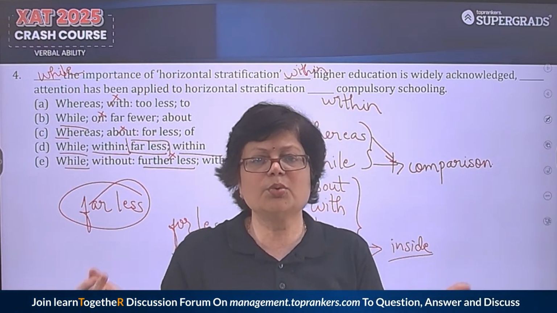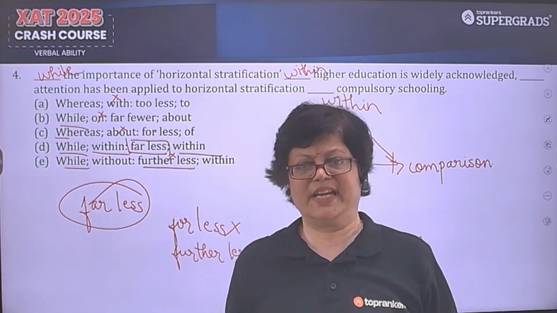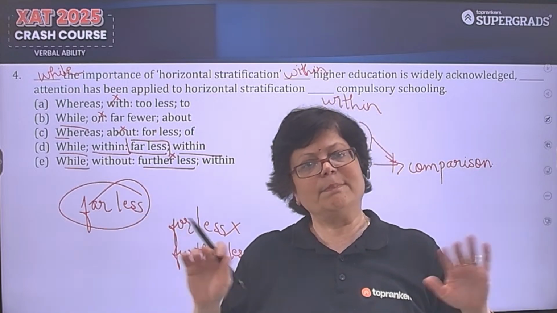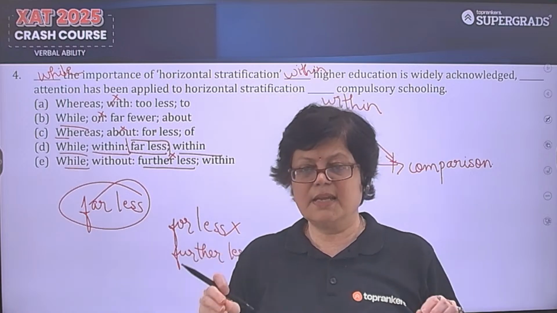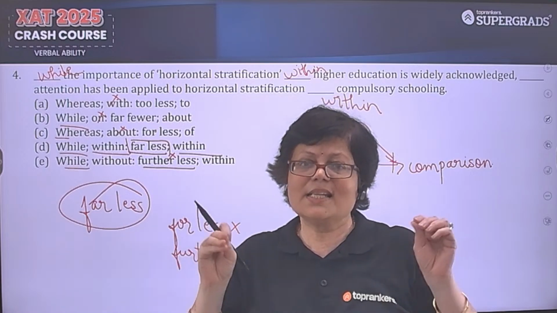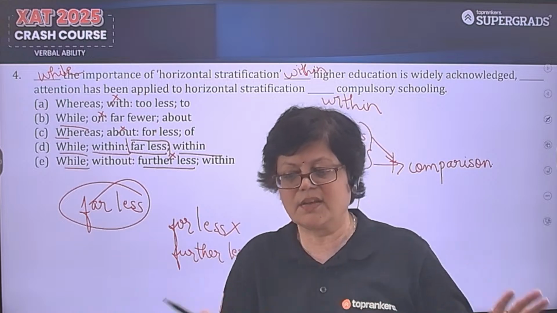So, in this way, the rule of parallelism is also justified. Both sides have parallelism. Parallelism means the same component, the same part of speech, or the same sentence structure has to be used throughout the given sentence.